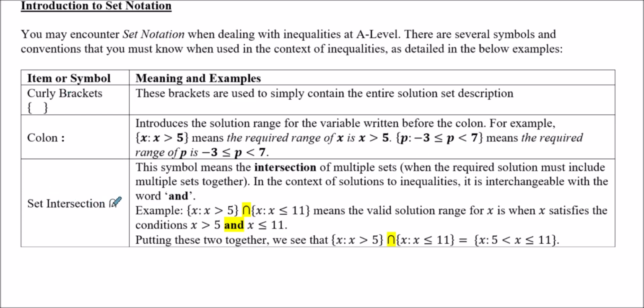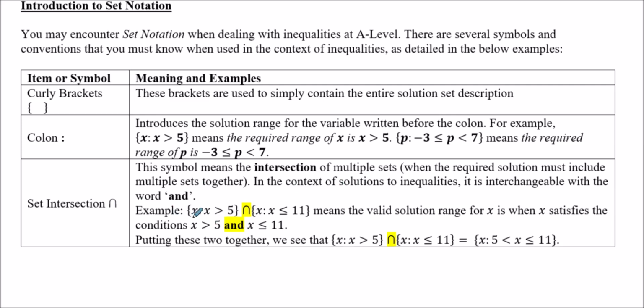The next one is a weird N-looking symbol, and this is called the intersection, the set intersection. This symbol means the intersection of multiple sets. In other words, the required solution must include multiple sets together. So not just one option, but another option as well. In the context of inequalities, it's essentially the word "and". So if you see the N symbol, think "and".